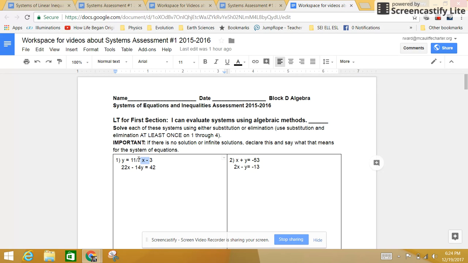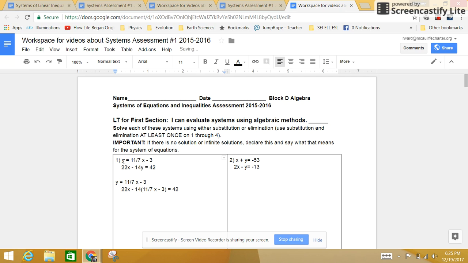So I have this business right here, 11/7 x minus 3, and that equals y. Y is already isolated for us, so we're going to replace y here with that. So first thing I'm going to do is make a little copy of my equation and bring it down here, copy this, and replace y with this. So now I need to start simplifying it.